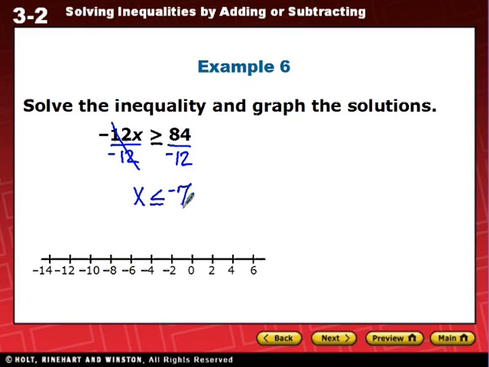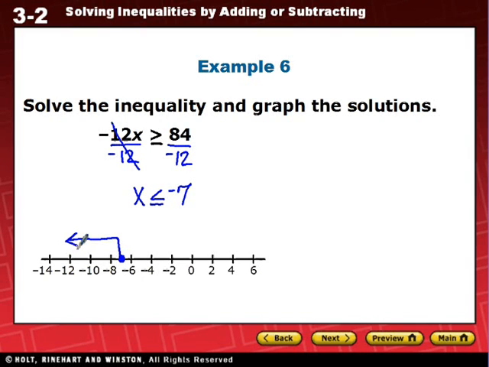So make a quick number line. Once again, my number line is counted by 2's. You can count by 1's if you prefer. And we're going to have a solid dot here, halfway between negative 6 and negative 8. And we're looking at numbers less than negative 7. Check to make sure the arrows go in the right direction.